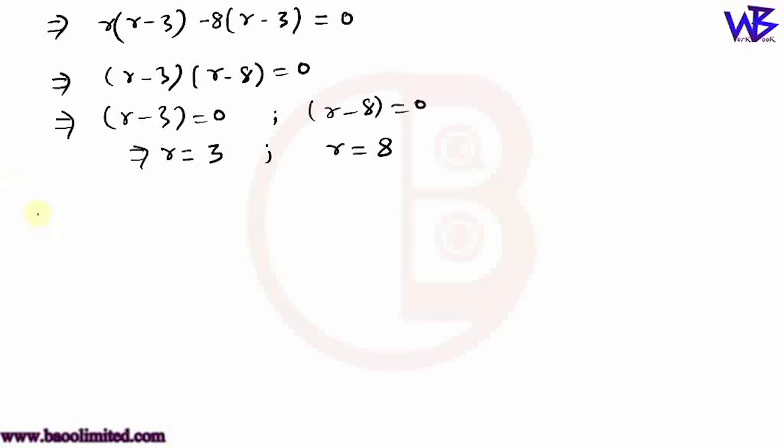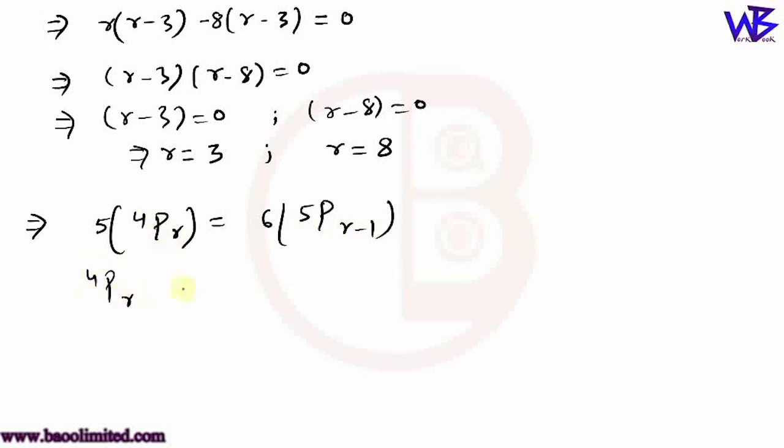So while explaining what permutation is, I had explained that the value of r has to be less than or equal to n. This was our question, right? 5 times 4Pr is equal to 6 times 5P(r-1). So as per this notation, 4Pr, the value of r has to be less than or equal to 4. And as per this notation, 5P(r-1), the value of r minus 1 has to be less than or equal to 5, or r has to be less than or equal to 6.